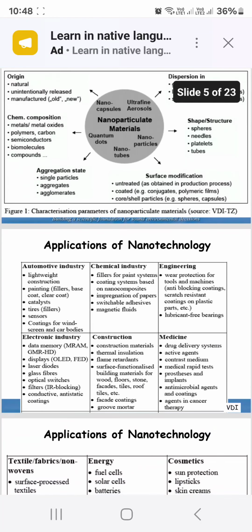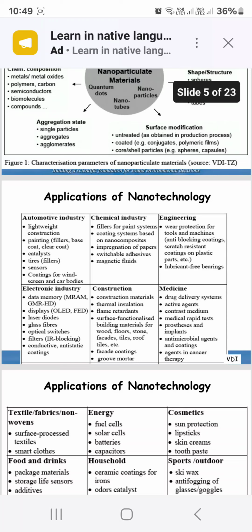Applications of nanomaterials: automotive industries, lightweight construction, painting, fillers, coatings, catalysts, tires, sensors, gas sensors, chemical fillers, paint systems, coating systems, nanocomposites, impregnation of papers, switchable adhesives, magnetic fluids, engineering, wear protection for tools and machines, anti-blocking coatings, and lubricants. There are many applications for the electronics industry.